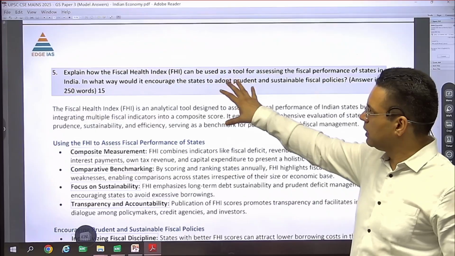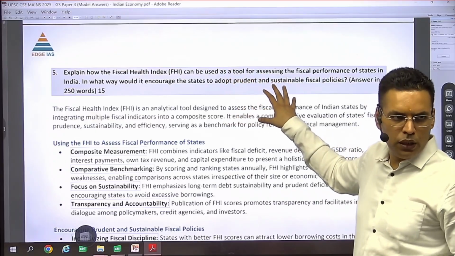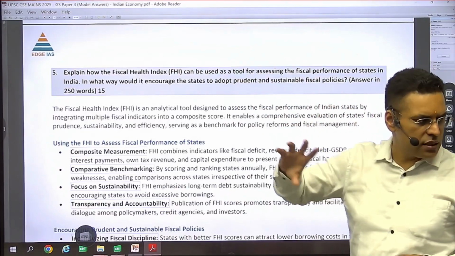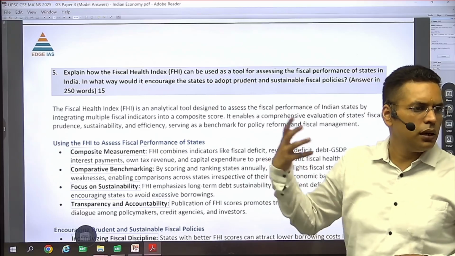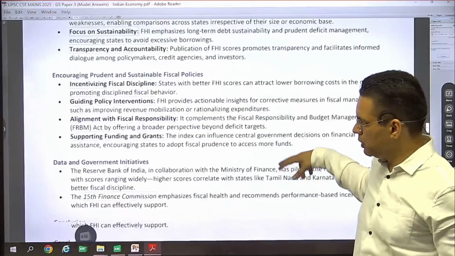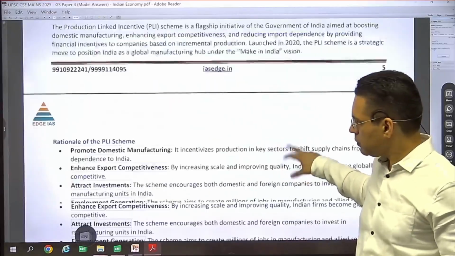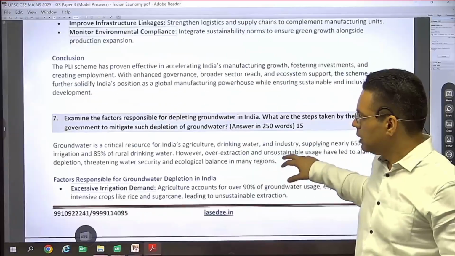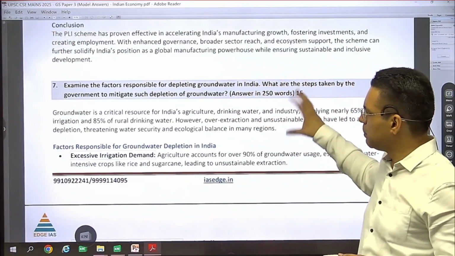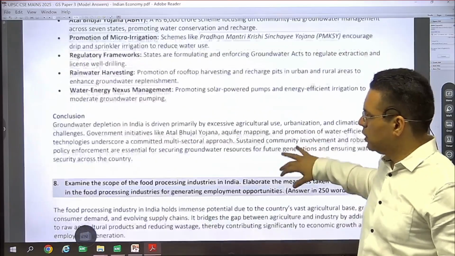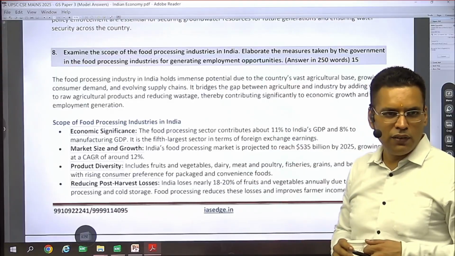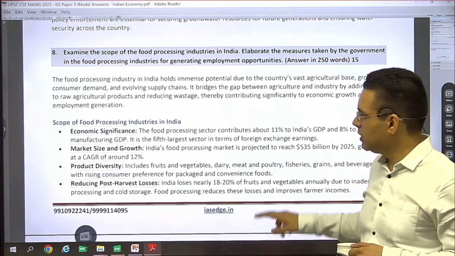So this fiscal health index report was given by Niti Aayog. It is about the health of various states fiscally, financially: how things are going in the state, how much debt they have, how well they are performing. This came in January. Then you have irrigation, though it's a part of geography. Then food processing industry, a favorite topic of UPSC. Every second year you get one question on food processing industry.